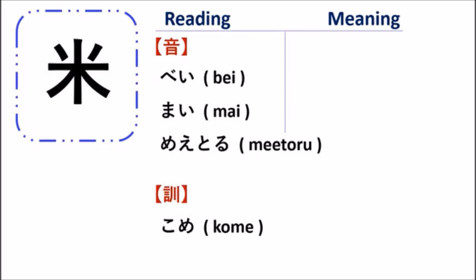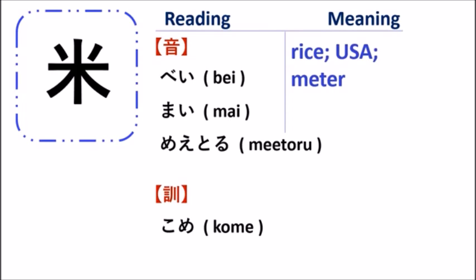Onyomi is the original Chinese sound, because the kanji of the Japanese language were taken from Chinese characters, their own letters. So they use the original sounds such as be, my, metoru. But the Japanese sound is called kunyomi. Kunyomi is the Japanese sound: kome. This kanji has the meaning of rice, or USA, or matter.